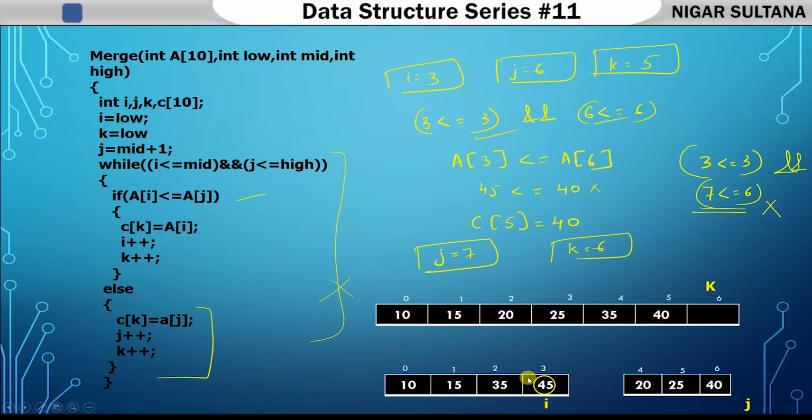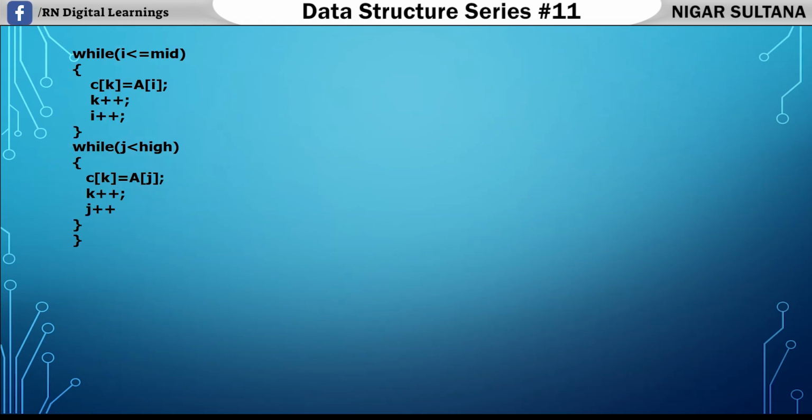If we have few more, we can add them directly into the C array. Now let's see this. When do we execute this while condition? When we have few more elements left in the left part of an array, or if we have more elements in the right part of an array, we execute this part. In this example, we will be executing this part because we have left few more elements in the left part of an array.